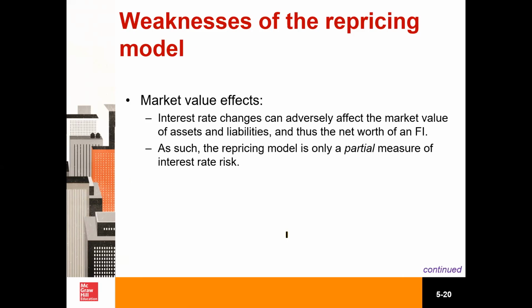As we previously learned, the values of assets and liabilities are the present value of future cash flows. And as interest rate changes, the required rate of return changes, the discount rate changes, so the present value of cash flow changes. As a result, most of the asset and liability values will change with the change in interest rate. However, the repricing model is a book value based model, so it does not consider the change in market value of assets and liabilities due to change in interest rates.